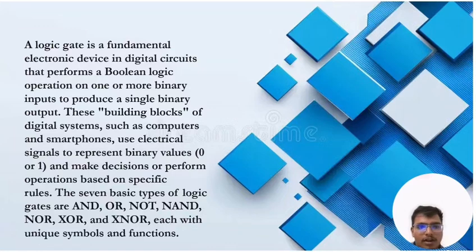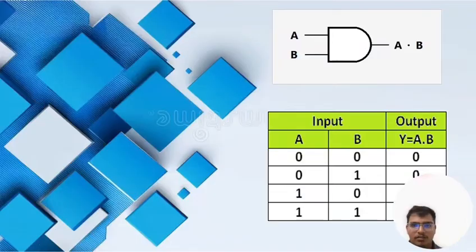The seven logic gates are AND, OR, NOT, NAND, NOR, XOR, and so on, each with unique symbols and functions. Let's see the symbols and their functions in the next slide. Here, this is the NOR gate. First we have to discuss the AND gate.